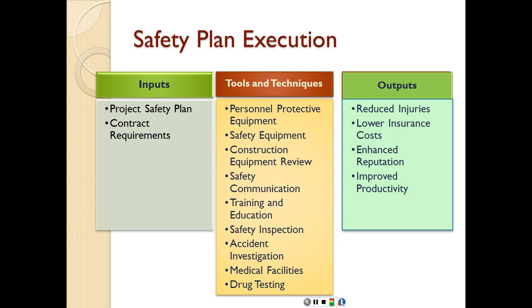Tools and techniques are going to include PPE or personal protective equipment that's going to be issued to everyone that works on site. Safety equipment, construction equipment review, just to make sure that our equipment that we're using on site, whether it's a crane, a loader, a tractor, whatever, are safe to operate and properly maintained. Safety communication, in case we have any accidents or incidents, how are we going to report these and document them? Training and education, we need to train our personnel.